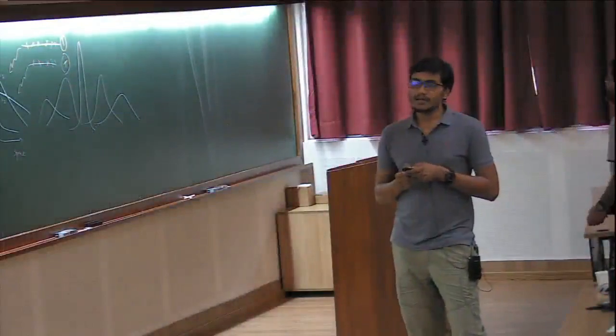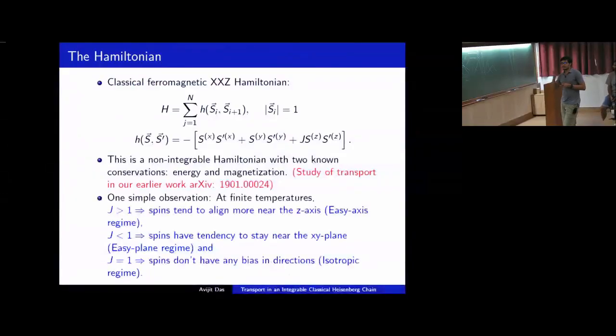Here, J greater than 1 means easy axis, J less than 1 means easy plane, and J equal to 1 means isotropic. When J is greater than 1, spins tend to align near the z axis, and J less than 1 means they tend to align in the xy plane.